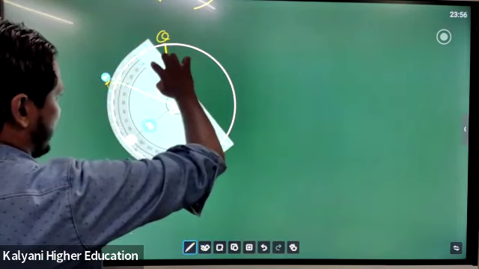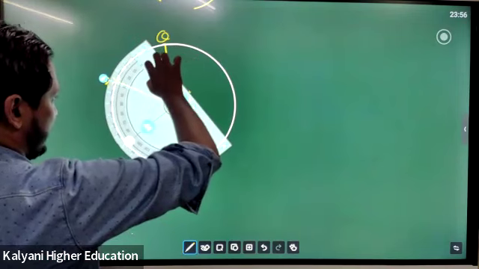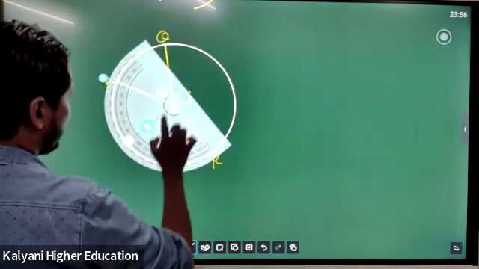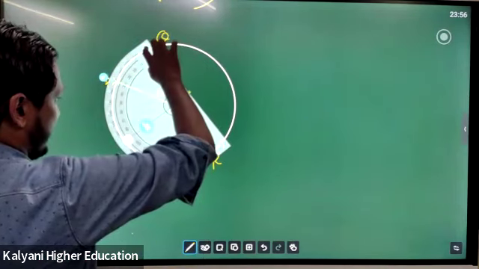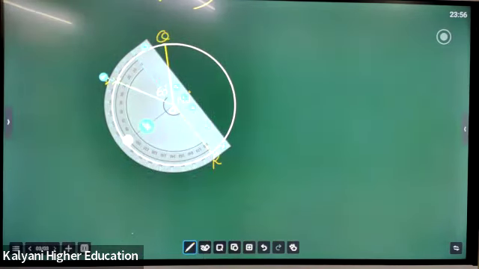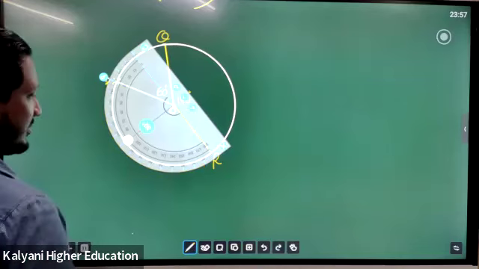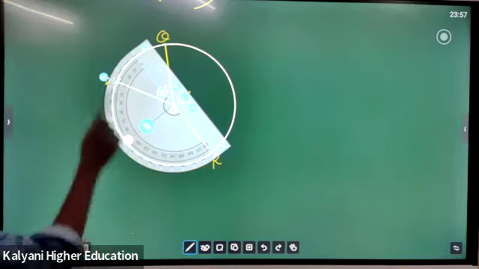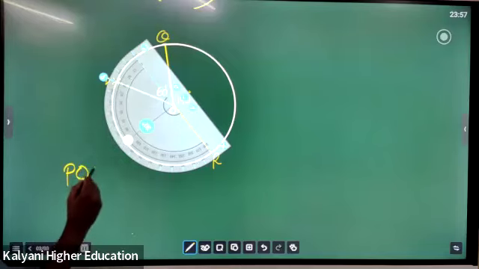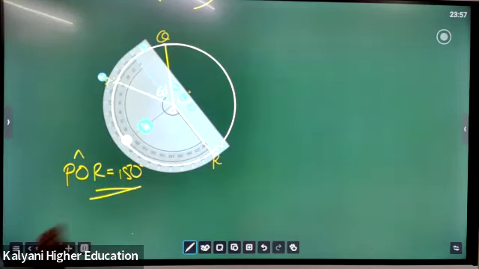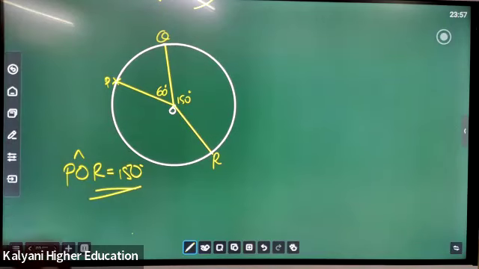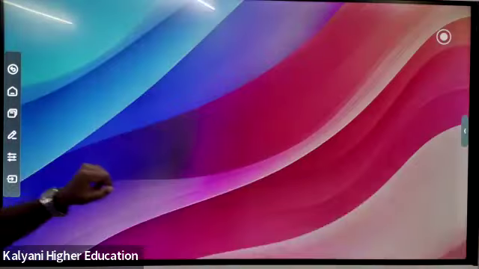Fine. Then you see, it goes to 100, 50. Here from here, it goes to here. It's 150. Correct? So what's the name of this angle? POR. POR is equal to 150 degrees. Is it clear? Understood? That exercise is over. Right. Next.